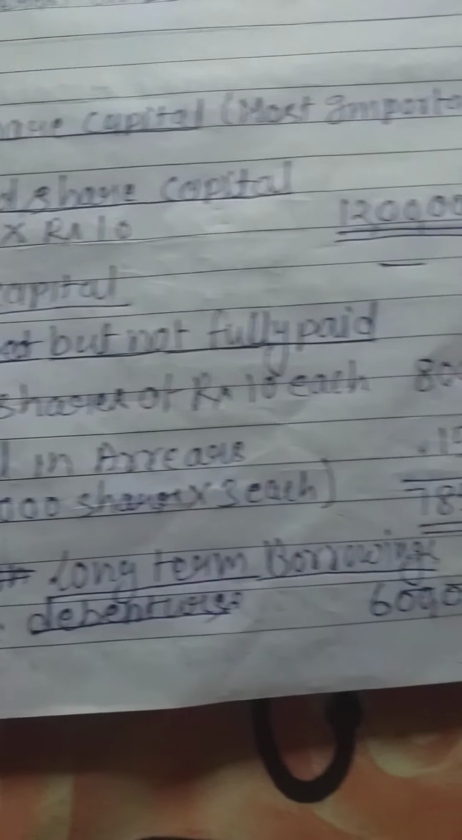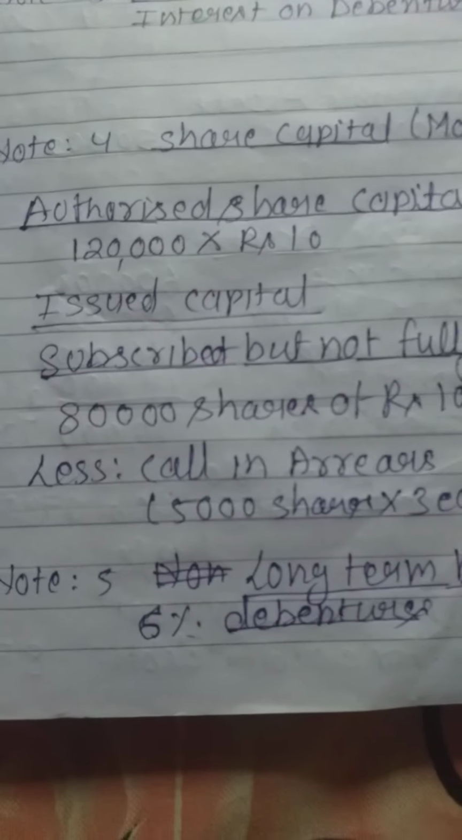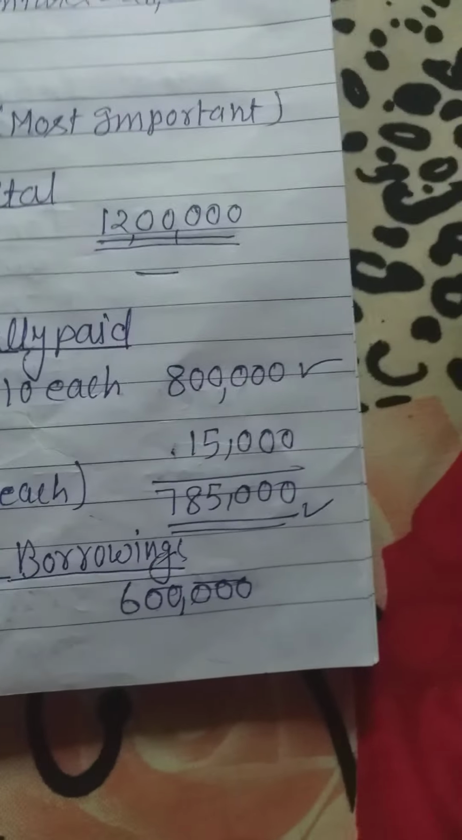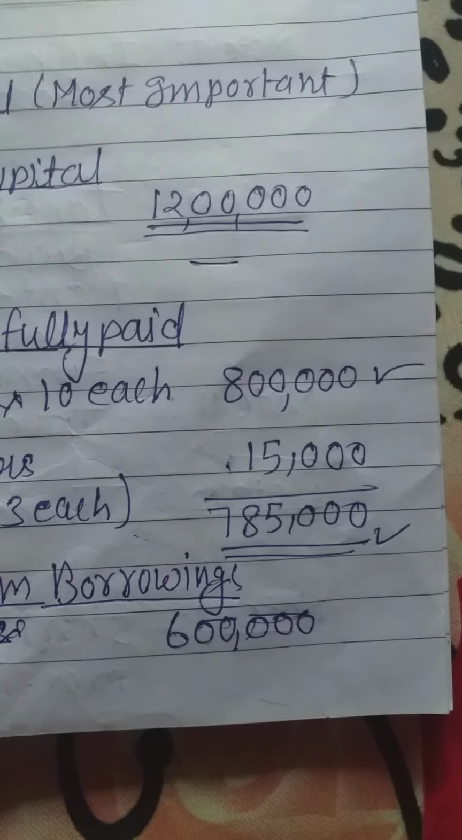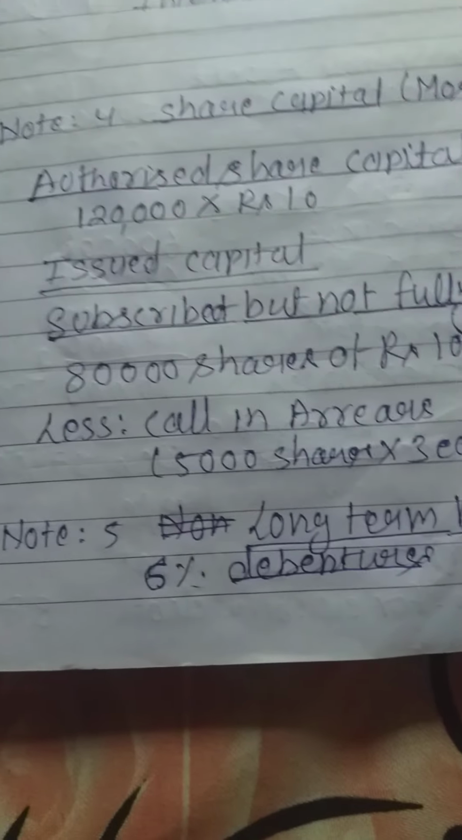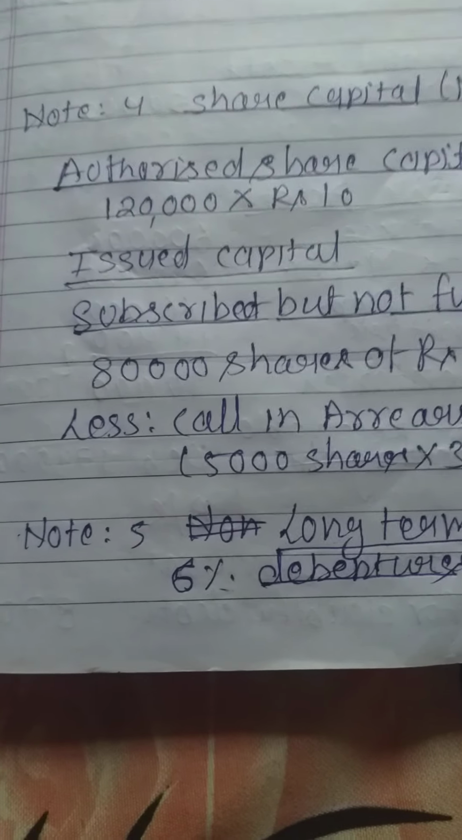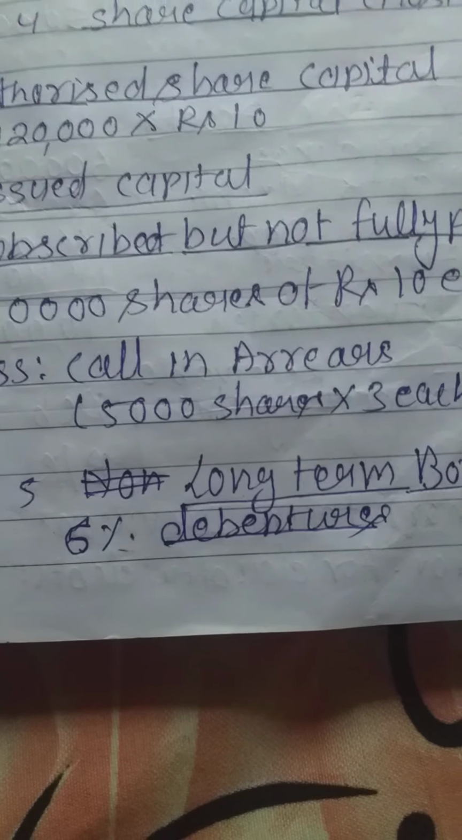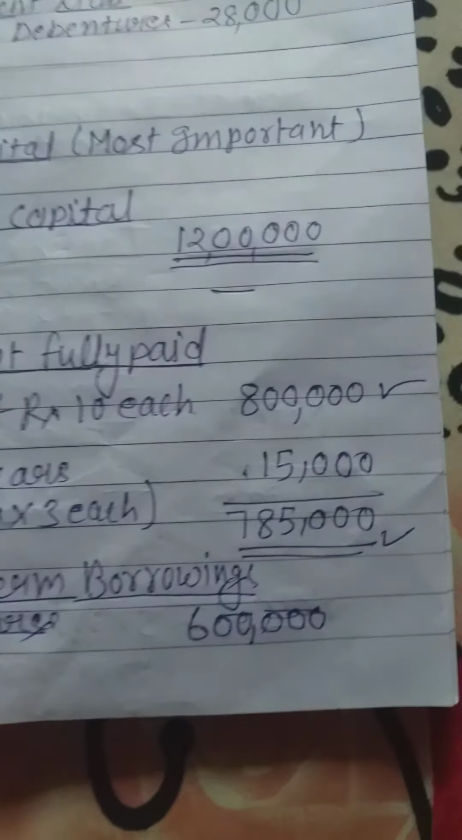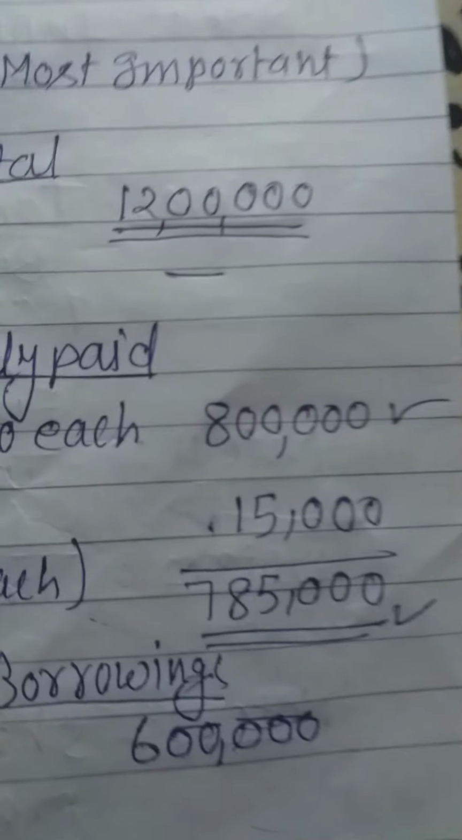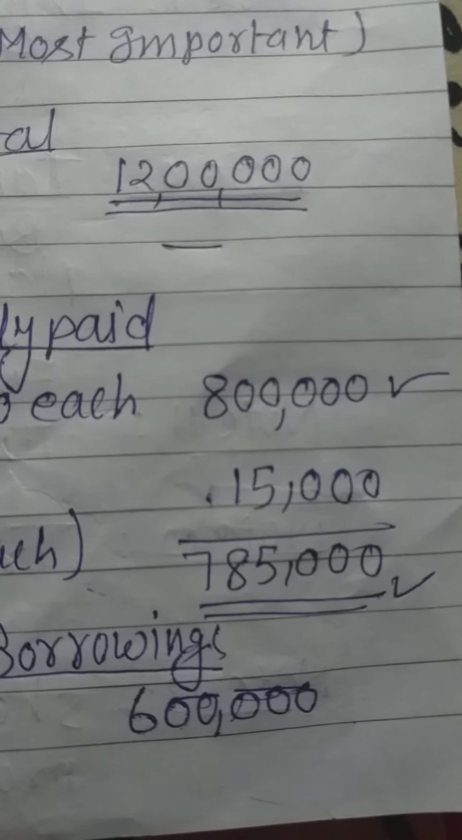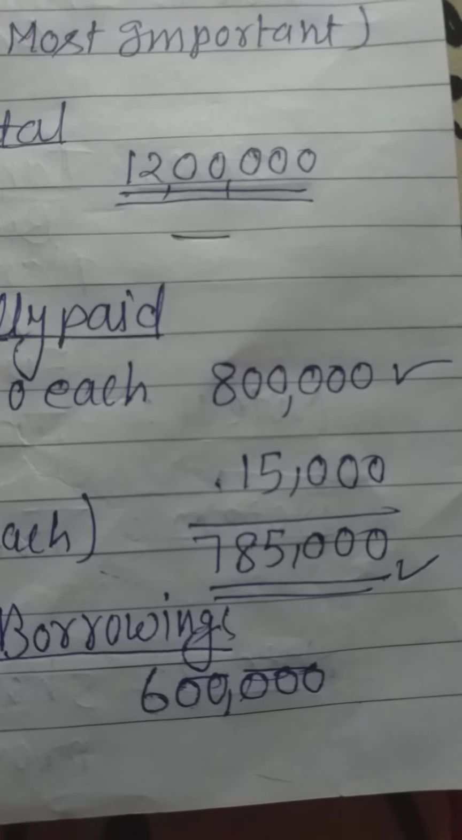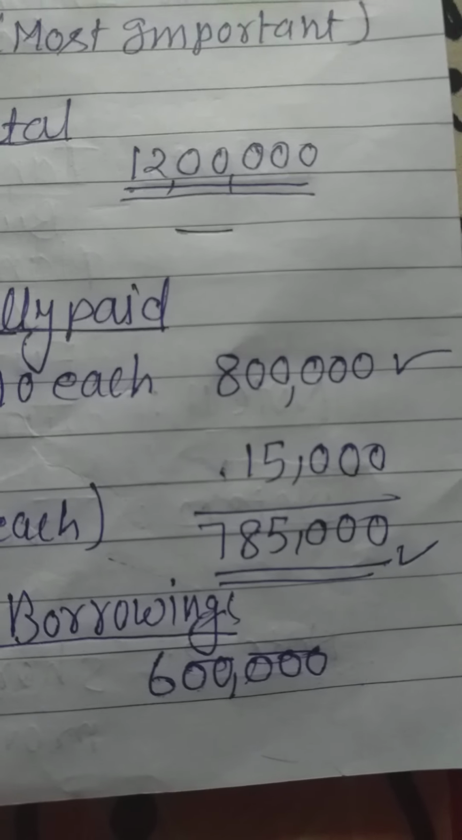Subscribed but not fully paid up. How much? 80,000 shares of rupees 10 each. So that is equal to how much? 8 lakh. Now what you have to reduce it from? Calls in arrears, that is also given in the question. 5,000 shares of rupees 3 each, that is equal to 15,000. Now what is the final amount? 7,85,000. Okay, that will come under share capital.